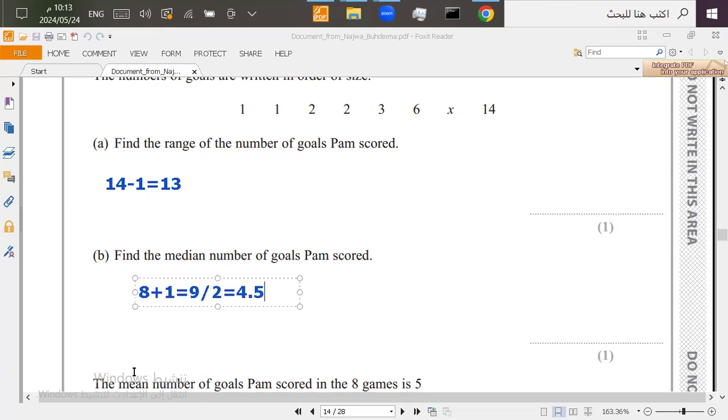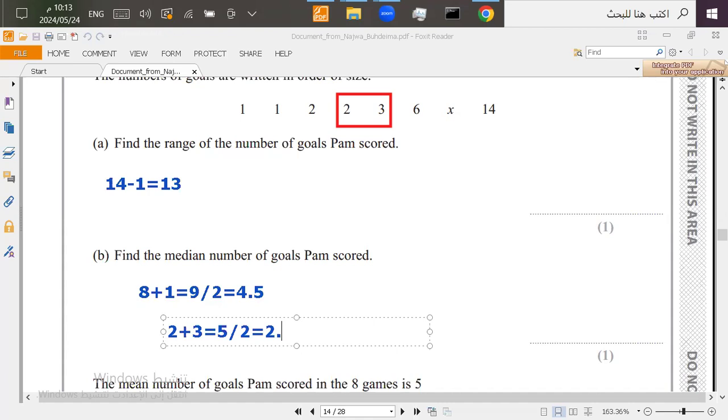This means what? It means the data is between 4 and 5 because it's 4.5. So it's between 4 and 5. So it means we take these two numbers, add them together, and then divide them by 2. So we're going to take the 2 and the 3, add them, we get 5. And then take the 5 divided by 2, we will get 2.5. So the median number is 2.5 goals. And this is how you find the range and the median for this question. Now, let's move on to the next question.